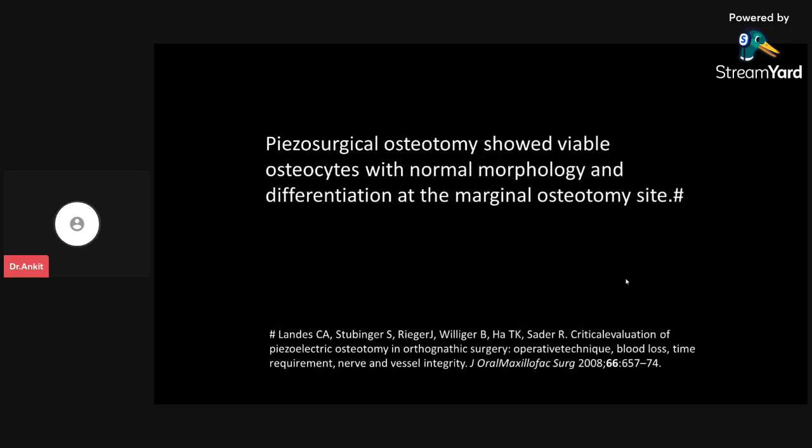The time that was required was very less, and the nerve and vessel integrity, which is very important in complex surgery like this, is preserved using the piezoelectric, and the osteotomy that was done by the piezoelectric was very refined.